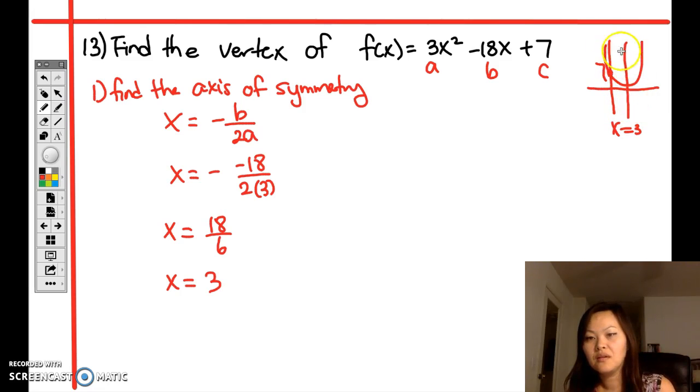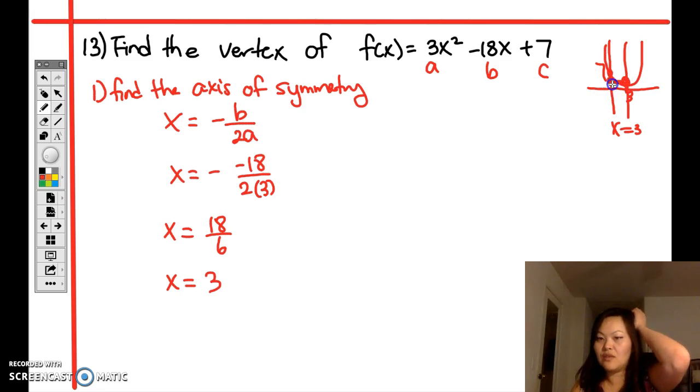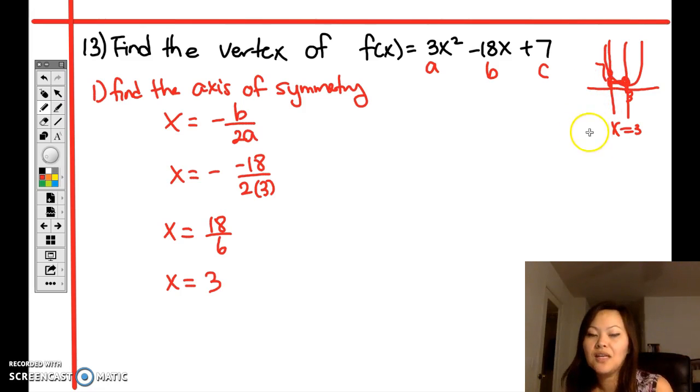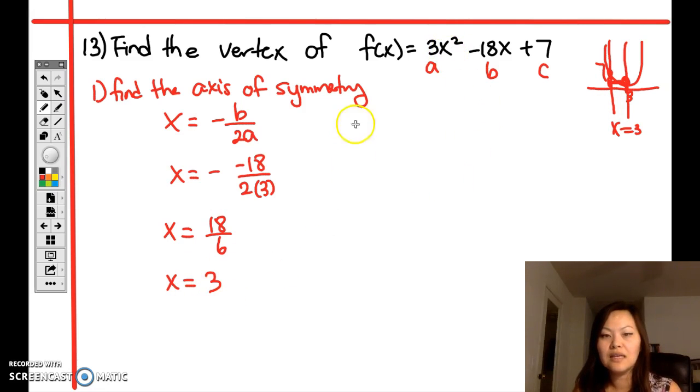And so the axis of symmetry is going to be right where 3 is right here. But we want to find our vertex. To find our vertex, we need to know what our y value is, this value right here. In order for us to find that, we have to plug the 3 into the x. So that would be our second step.